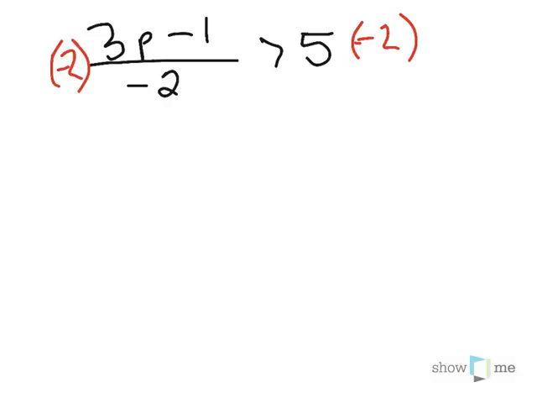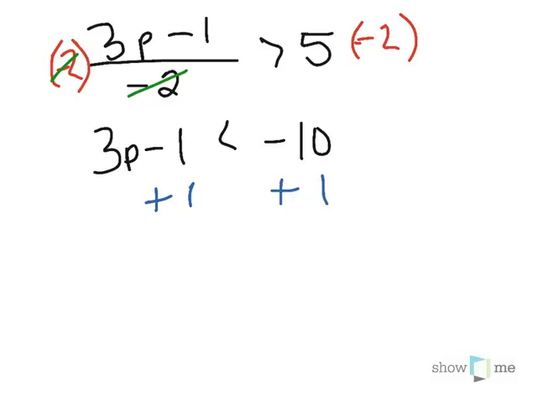And so we're going to multiply this side by negative 2. That allows us to cancel these two negative 2's, leaving us with just 3p minus 1. And on the right-hand side, we're going to have negative 10. However, since we just multiplied by a negative, we need to switch the sign to less than. Now we're still trying to get p by itself, so we're going to add 1 to both sides, leaving us with 3p on the left, a less than, and negative 10 plus 1 is negative 9.